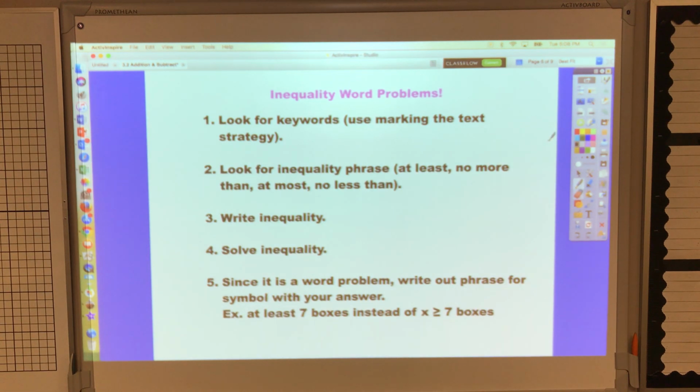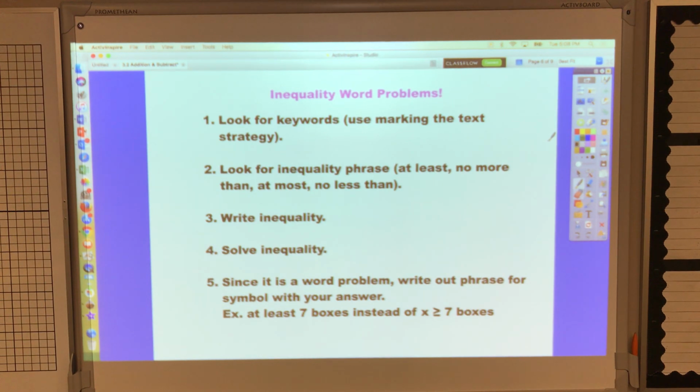Inequality word problems, okay? We're gonna solve these the same way we solved regular equation word problems, but now we have to make sure we write out our answer correctly. So first, look for your keywords. Use your marking the text strategy. Underline, circle, highlight, whatever part of that you like, use it.